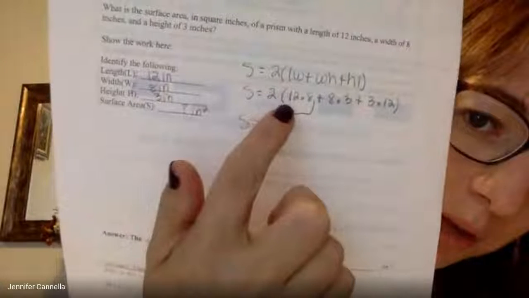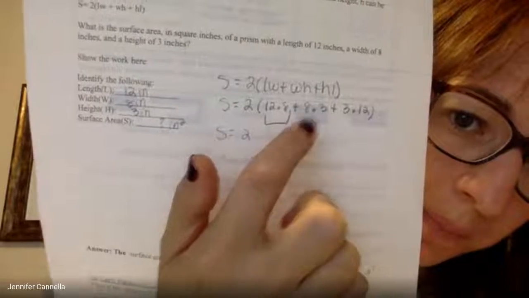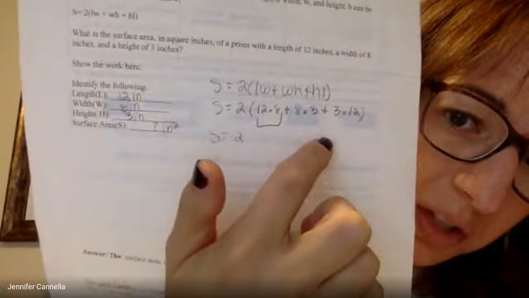So we're going to multiply 12 times 8, which is 96, plus 8 times 3, which is 24, plus 3 times 12, which is 36. So I'm going to write on my paper and then show you what you should have. This is also modeled in the lesson when you look at the video, in case you need help.